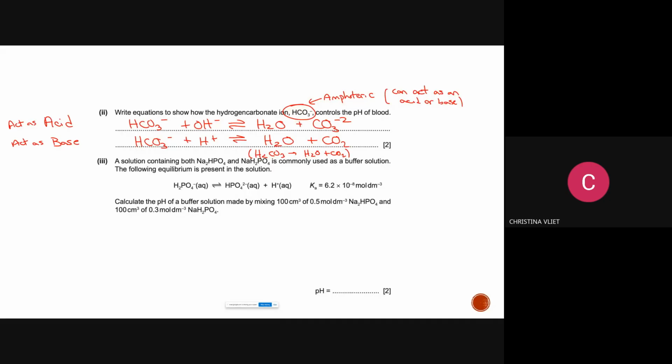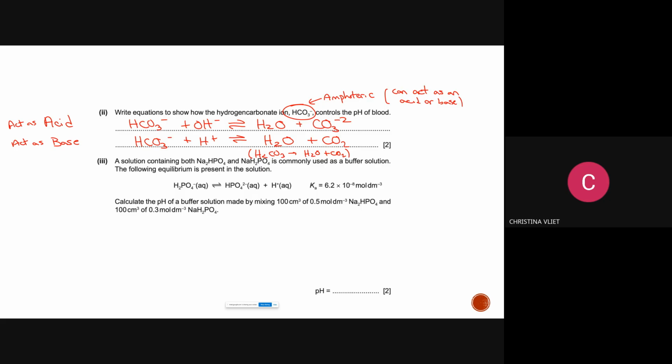All right, so let's take a look at this practice question. It tells us a solution that contains both Na2HPO4 and NaH2PO4 is commonly used as a buffer. I think that this presents itself maybe as a little bit confusing initially because what I read is, hey, that's a salt and that's also a salt.